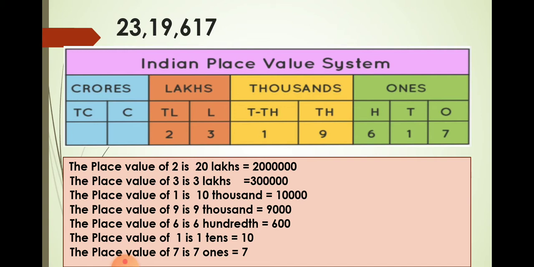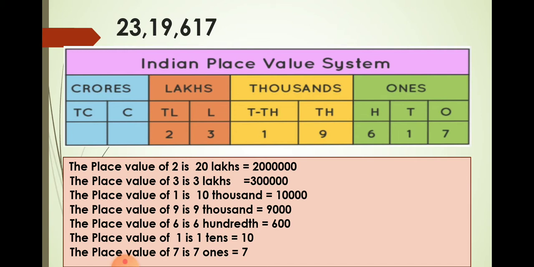Then it is 1, which goes below 10. Then it is followed by 6, which goes below 100. Then 9, which goes below 1000. Then again 1, which goes below 10,000. Then 3, which goes below lakh. And then 2, which goes below 10 lakh. And so we got the place value.